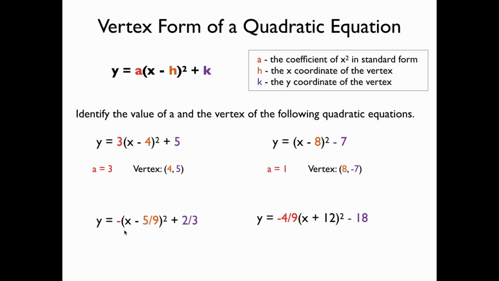For our next one, we have a negative sign outside of the parentheses, which represents negative 1. The value of h is going to be positive 5/9 because it comes after the negative or subtraction sign.